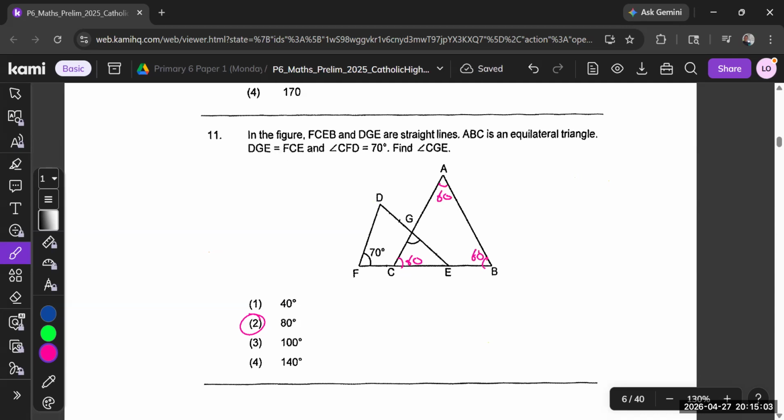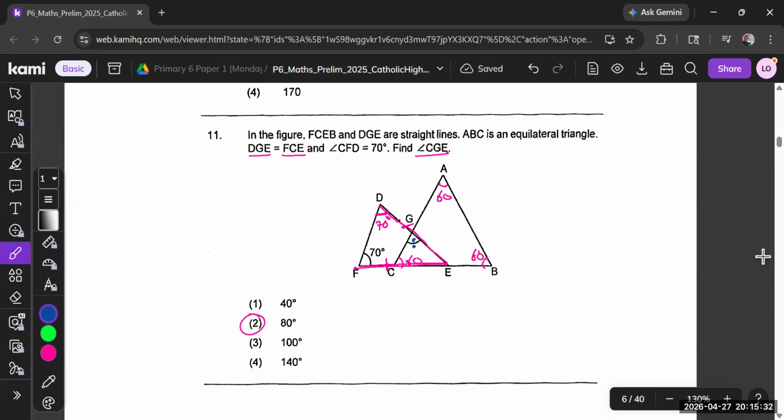And then, do you see this one? You must quickly mark out the 2 lines. DGE is this one. And this one is also equal. So what must you do? You must quickly mark it out so that you know that it's isosceles. And then immediately you know that this side must be 70. So quickly go and do all that, right? And then don't forget your question mark. What are you supposed to find? CGE. So you're supposed to find this question mark.